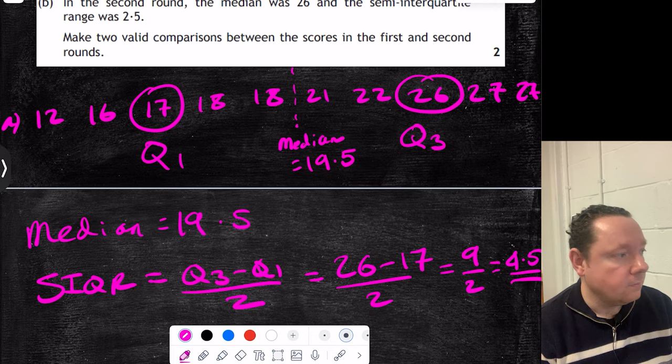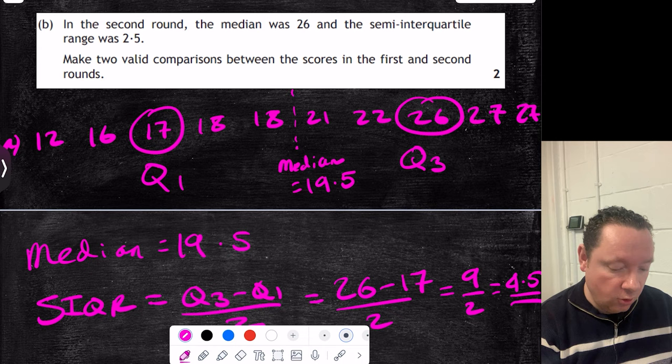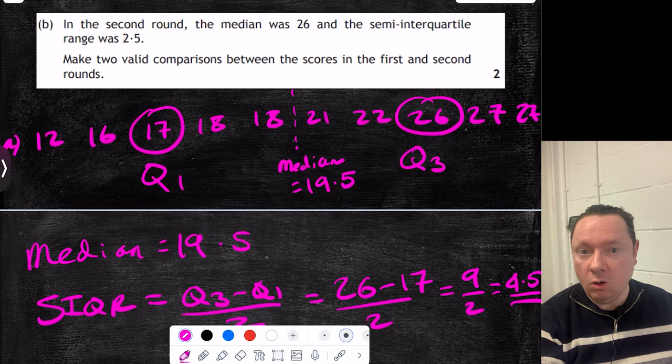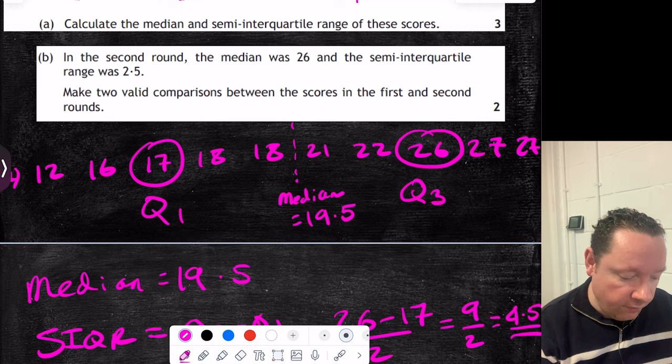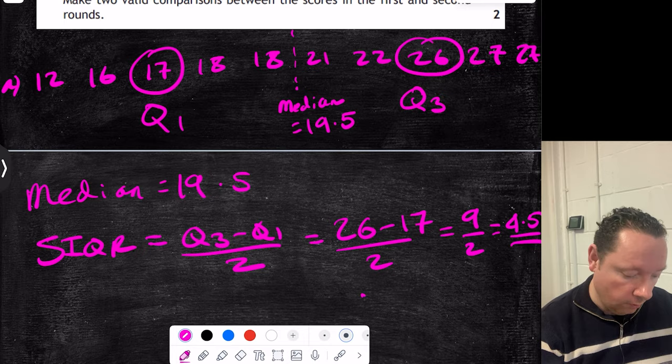Part B, in the second round, the median was 26 and the semi-interquartile range was 2.5. Make two valid comparisons. So comparing the medians or means we use on average, comparing interquartile ranges or standard deviation as variation. So let's compare the medians first. We got 19.5 for round one, we got 26 for round two. So on average, the scores were higher in round two. So for part B, we just say that on average is your keyword.